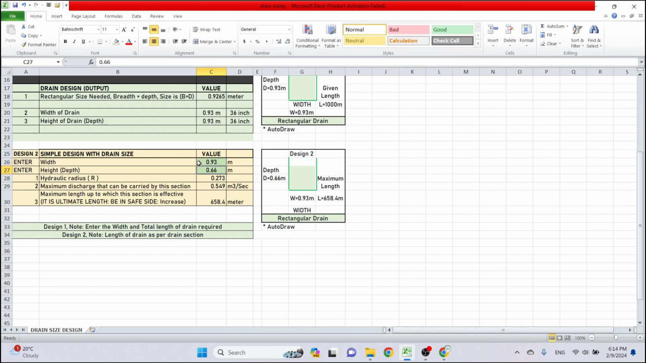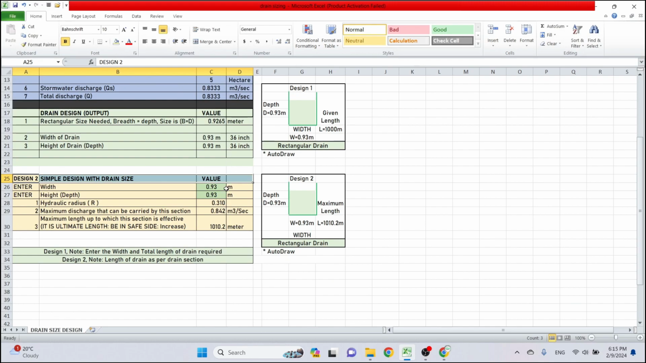0.93 meters and the height of the drain is 0.93 meters, then you get the length of the drain up to which it is able to handle the storm water without overflowing. So a 0.93 by 0.93 meter section will handle the storm up to a length of the drain of 1010 meters. So there are two ways in which you can design a drain or check a drain section for its capacity. But remember, this is a critical section and you need to increase the depth so that a sufficient freeboard is available.